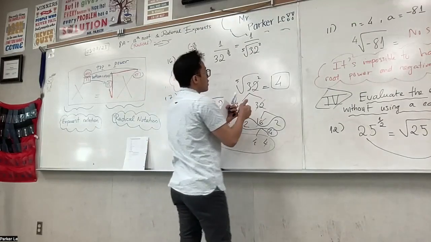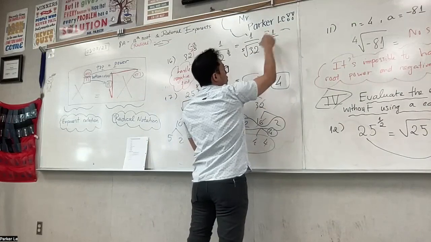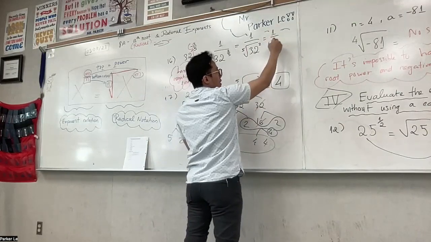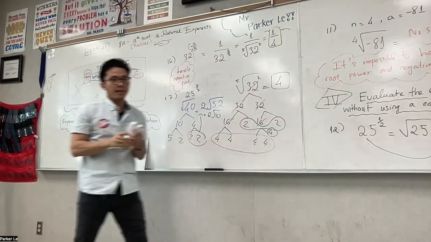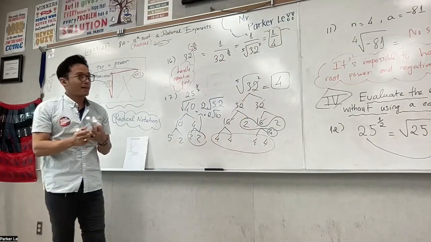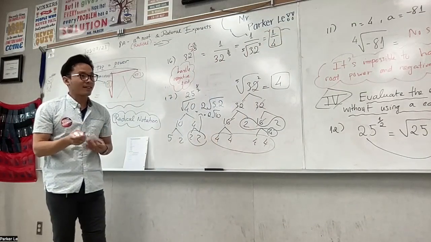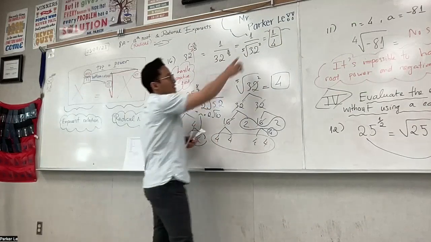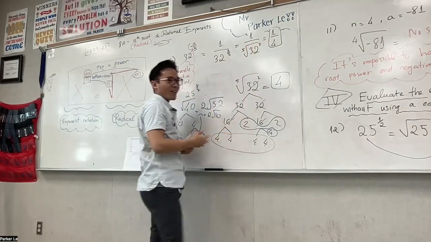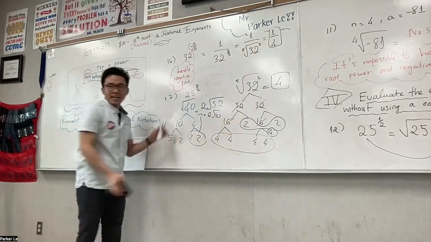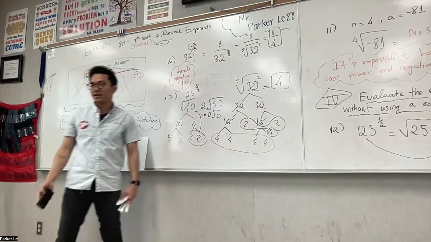Now this is 1 over 4. This is the final answer. This is 4, so 1 over 4. Oh, you mean the final answer? I thought you were asking what we do with 1. Oh, we better do nothing with 1. Okay, can I erase this? Okay.